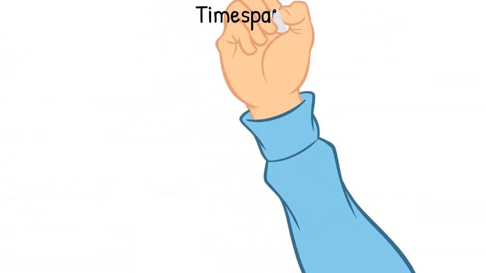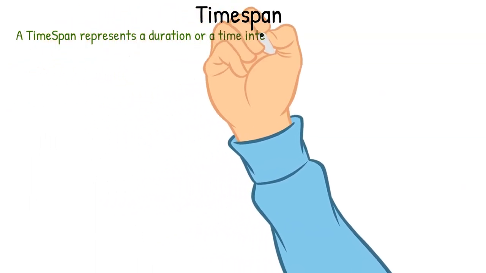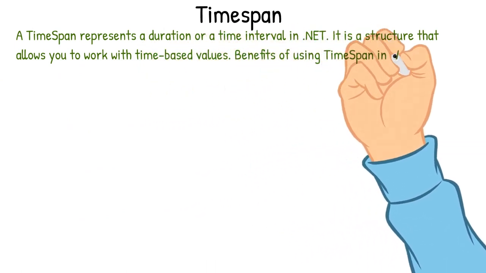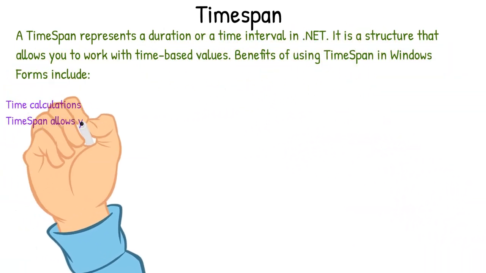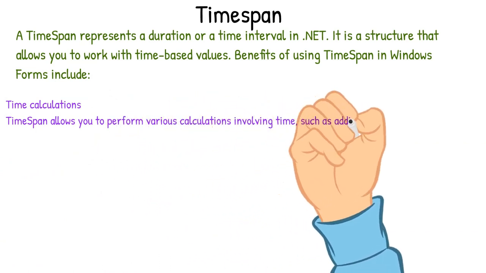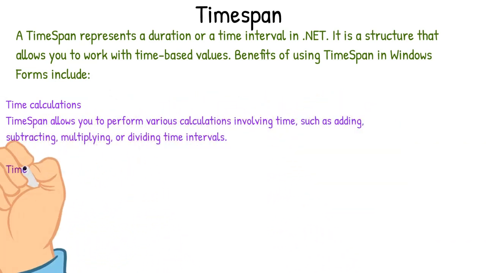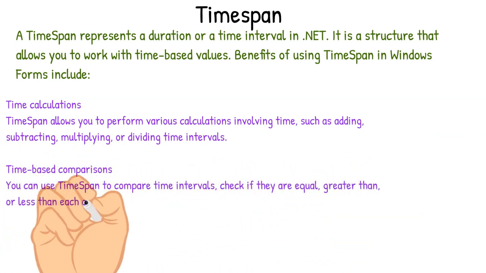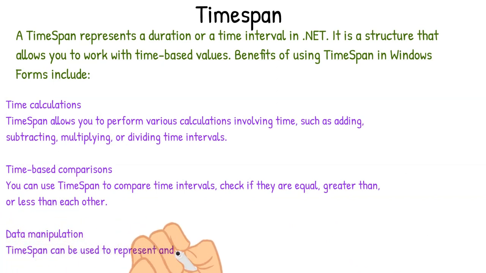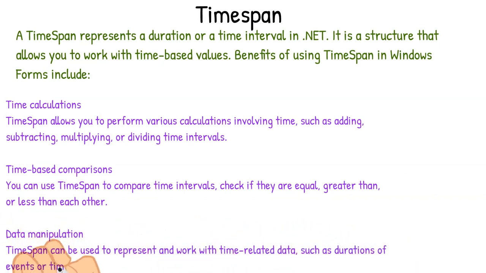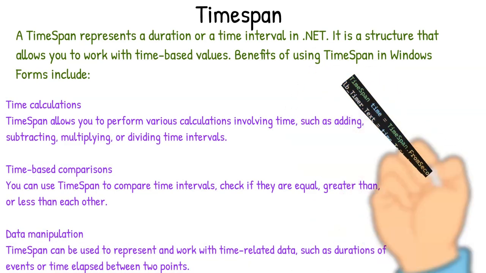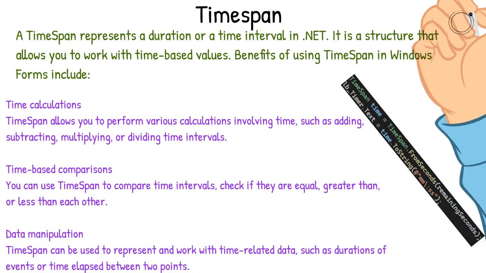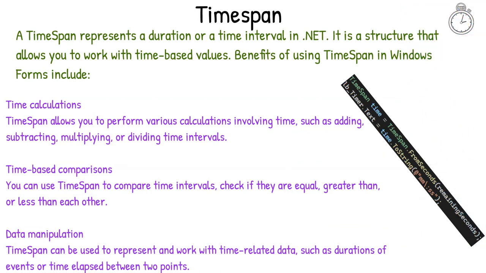A time span represents a duration or a time interval in .NET. It is a structure that allows you to work with time-based values. Benefits of using time span in Windows Forms include time calculations. Time span allows you to perform various calculations involving time, such as adding, subtracting, multiplying, or dividing time intervals. Time-based comparisons. You can use time span to compare time intervals, check if they are equal, greater than, or less than each other. Data manipulation. Time span can be used to represent and work with time-related data, such as durations of events or time elapsed between two points.